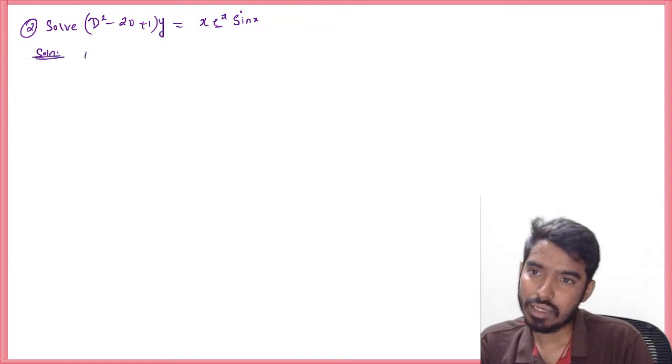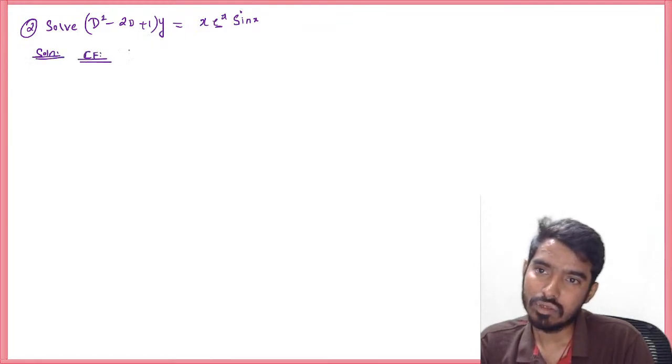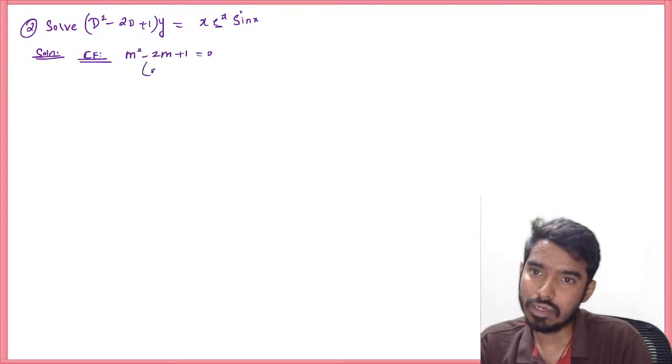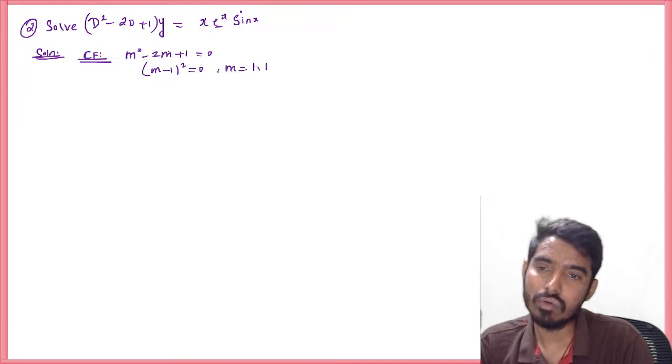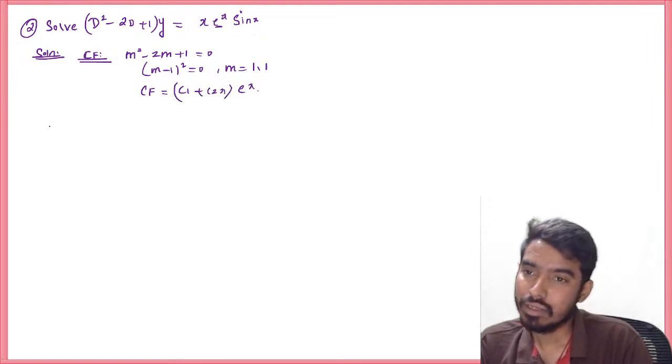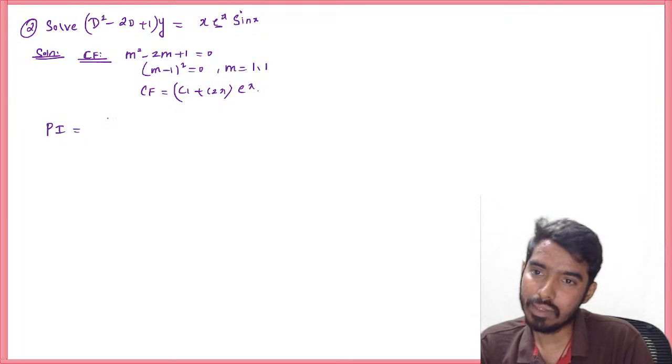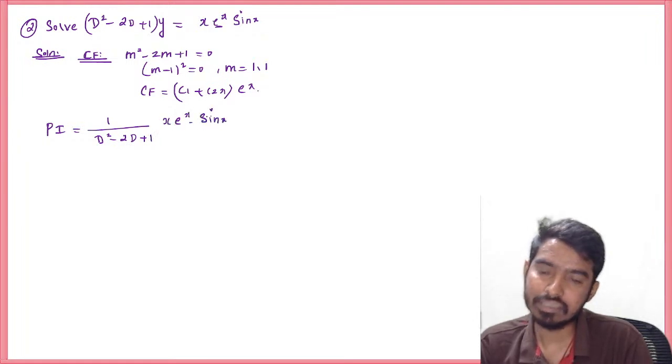So we have CF. Auxiliary equation is m square minus 2m plus 1 is equal to 0. This is same as m minus 1 whole square is equal to 0. So m is equal to 1, 1 are the roots. Therefore the CF is c1 plus c2 x e power x. Now very important part: 1 by D square minus 2D plus 1 of x e power x sin x.